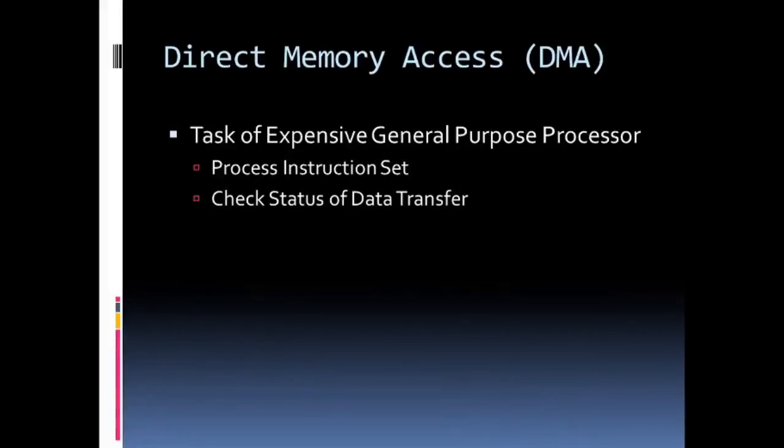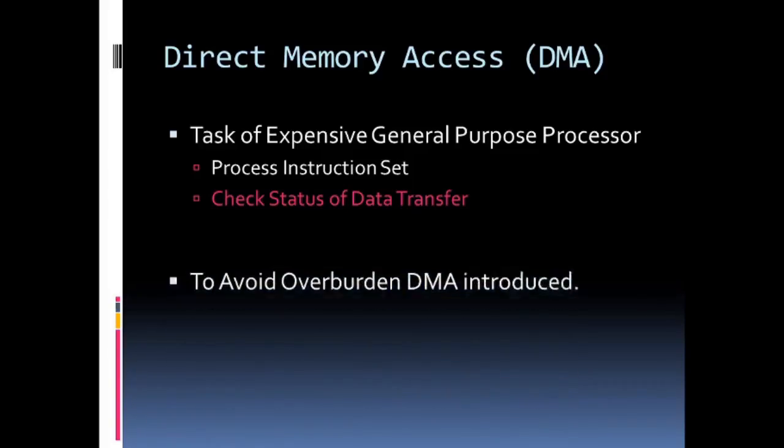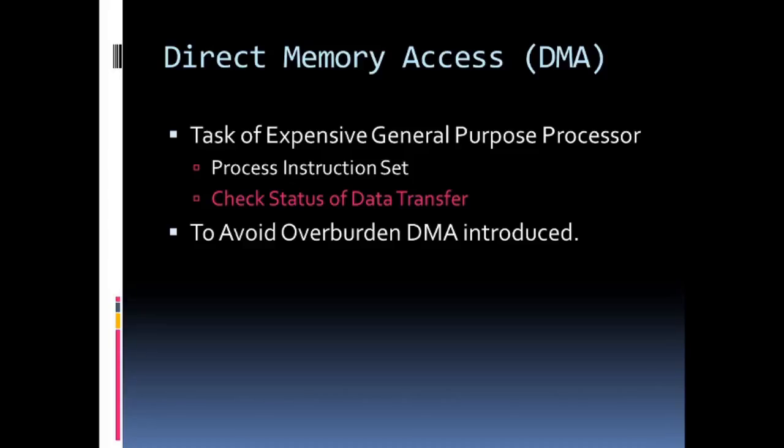Now, direct memory access is a very important concept whenever we are talking about input output ports. The expectation from an expensive general purpose processor is that it should process as much of the instruction set as possible, not wait for the status of input output devices or work on the input output devices. So we should give priority to the execution of the instruction set. That's why we introduced direct memory access.